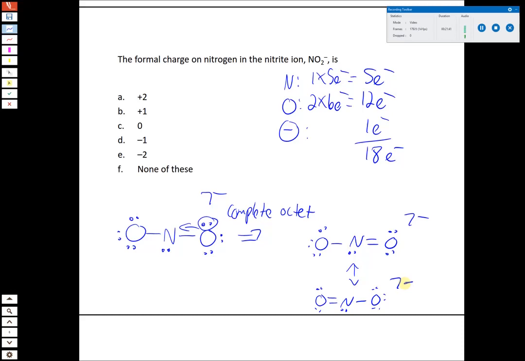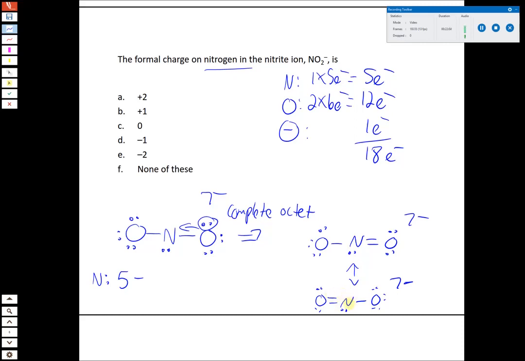Now, what this question asked for was the formal charge on nitrogen. So if we look at nitrogen's formal charge, the way we do formal charge is we start with the number of valence electrons that the atom has. The atom has 5 valence electrons, so that's our starting point.